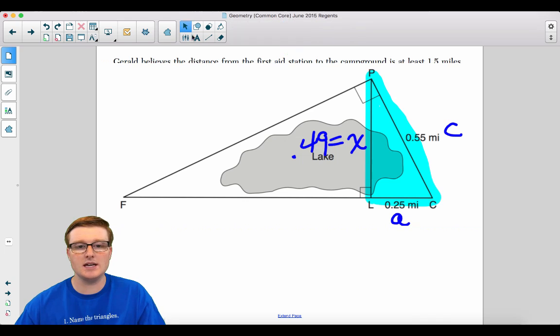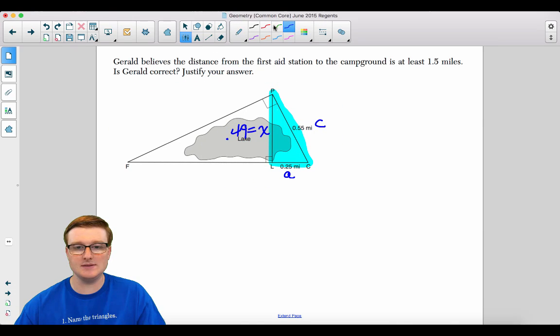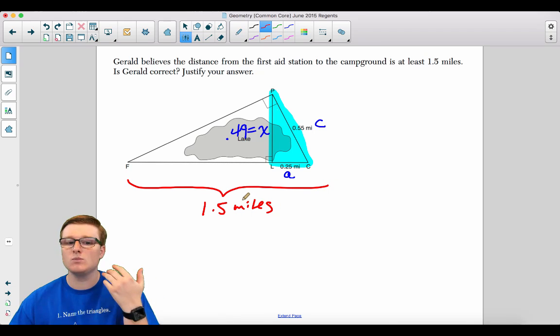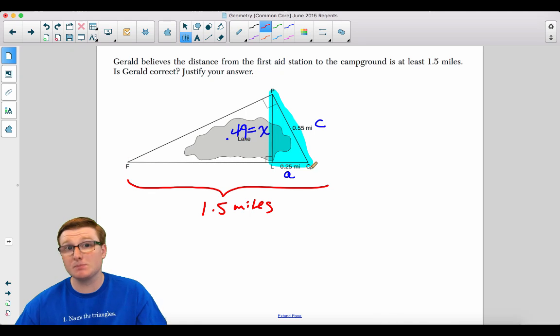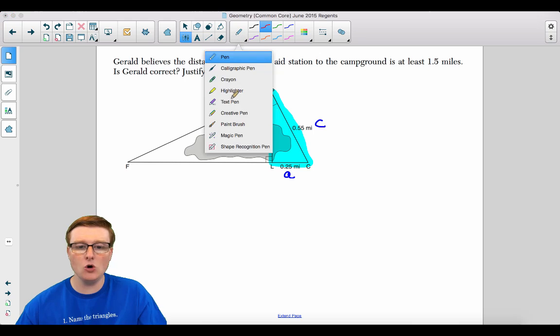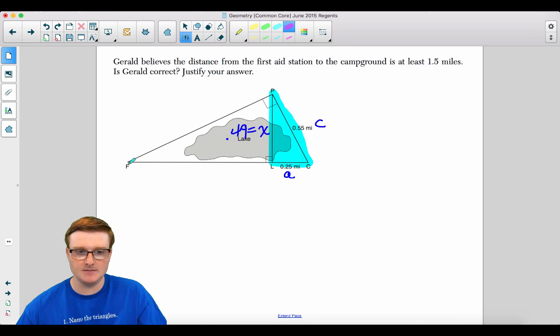Okay, so here I have the same image, and it says here that Gerald believes that the distance from the first aid station, which is F, to the campground is at least 1.5 miles. So he's saying that from here to here is 1.5 miles or more. We need to find the length of FL to prove that. So how do we find the length of FL? And I hope that similar triangle proportions are also ringing in your head. We need to use this method right here.